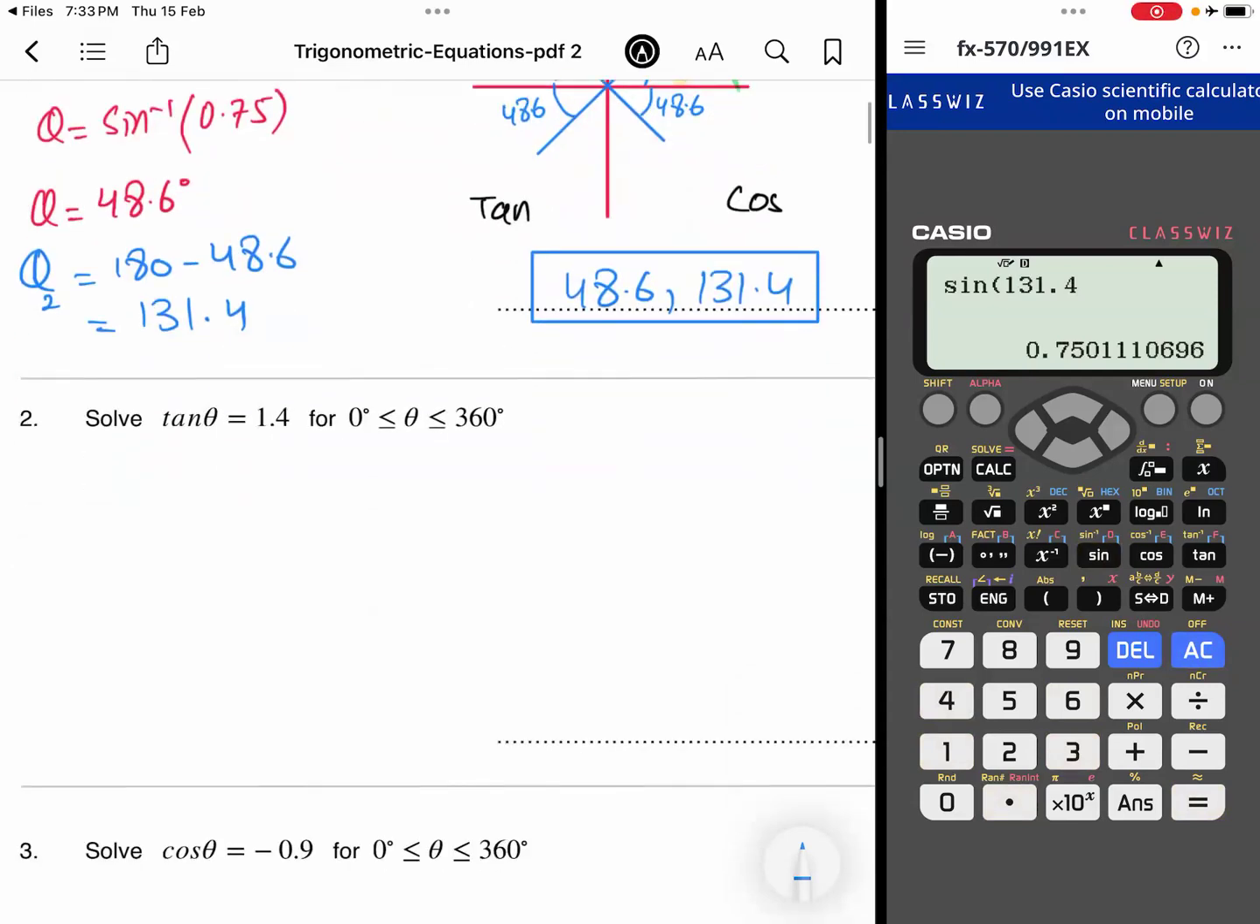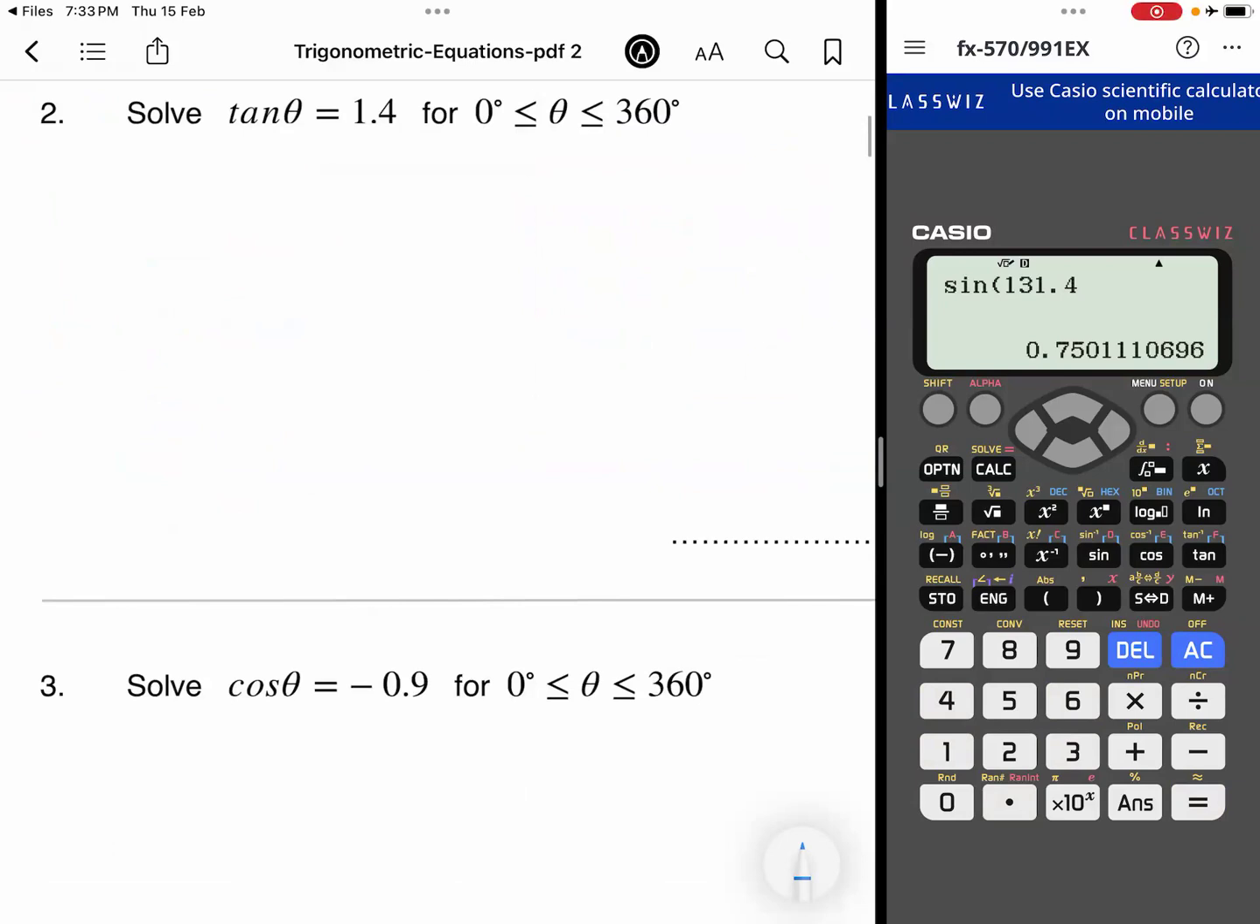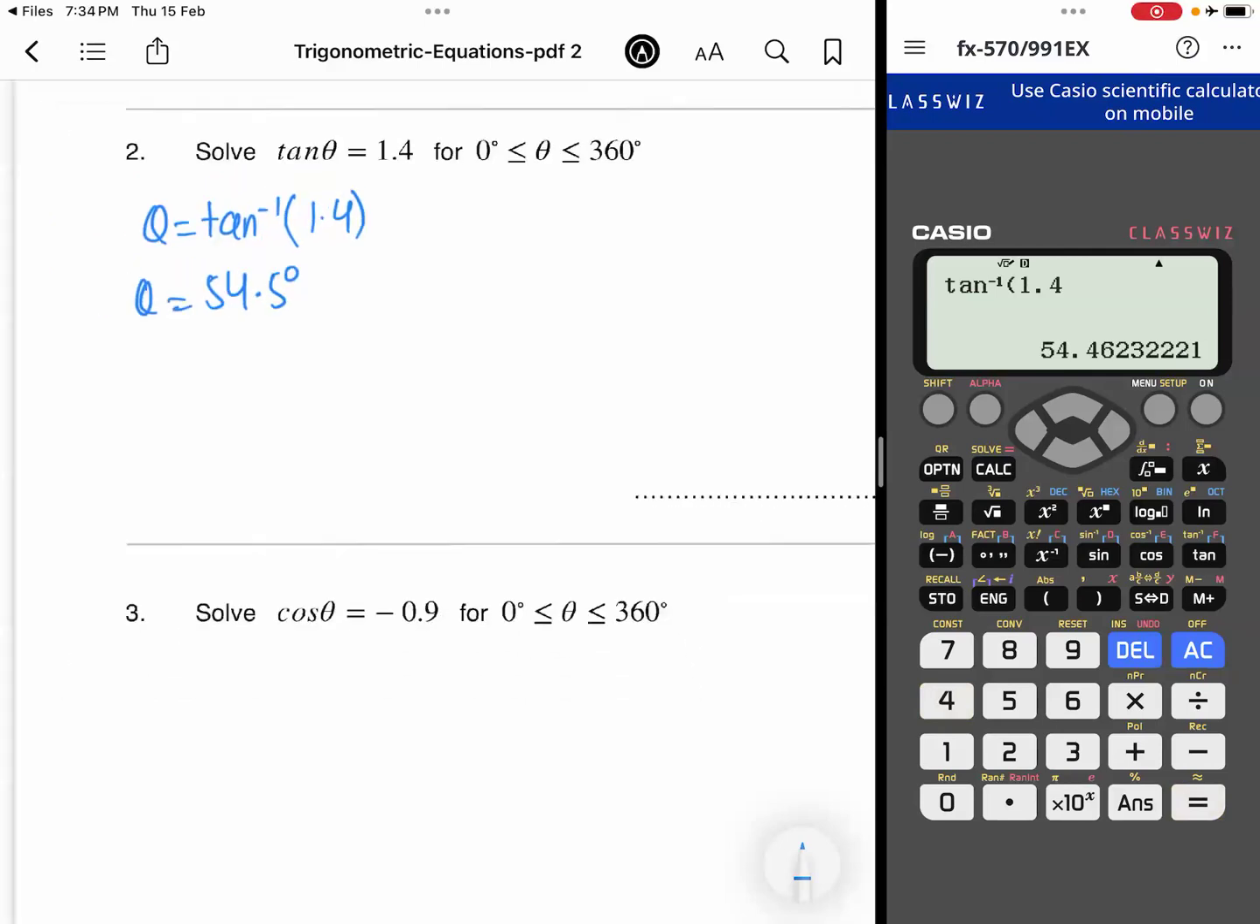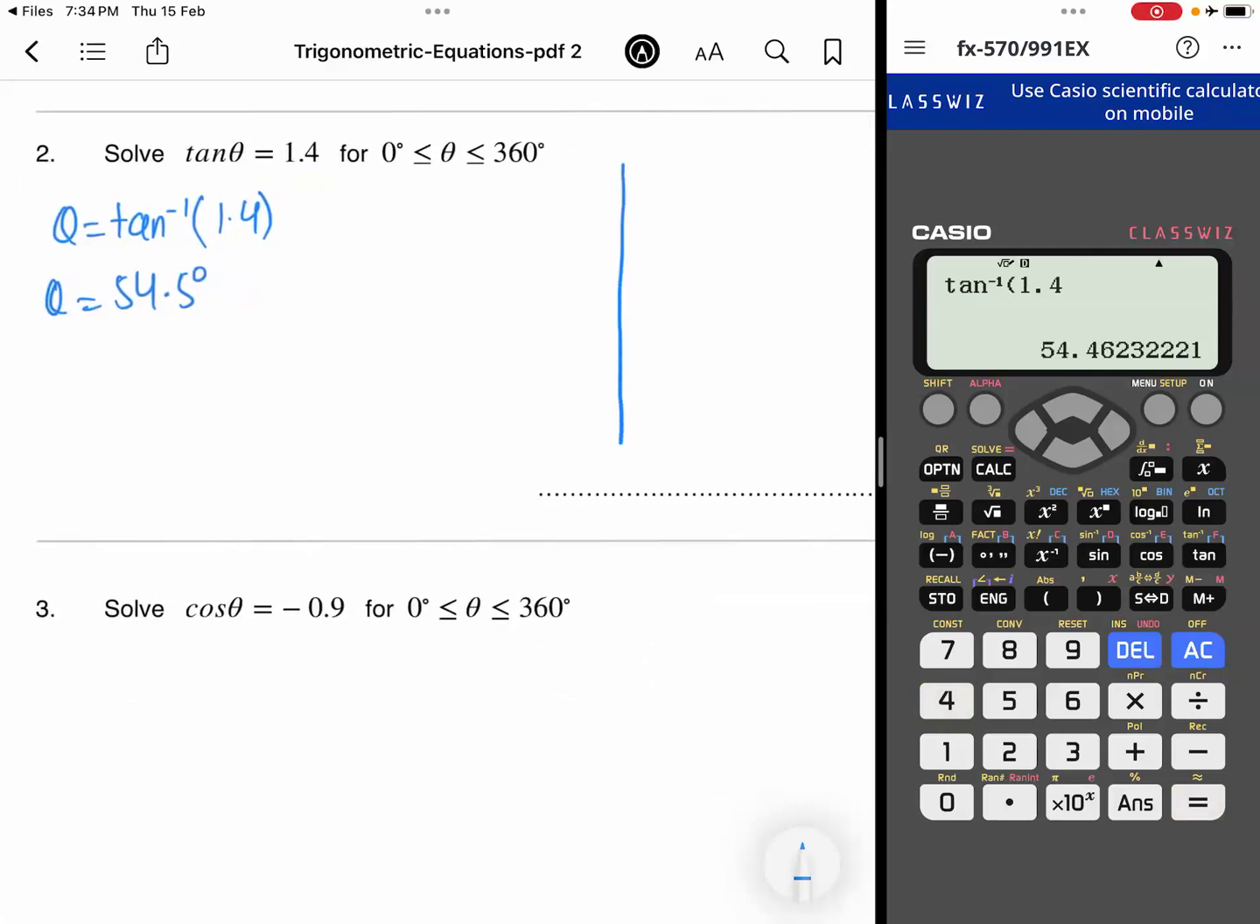Okay, proceeding to example number 2, you will understand very soon. Tangent theta is equal to positive 1.4. So it means that theta is equal to tangent inverse of 1.4. Let's check. Shift tangent inverse 1.4 equals 54.5. So theta is equal to 54.5 degrees. Now it's time to find another angle, draw plus.